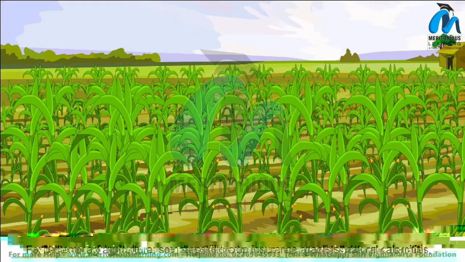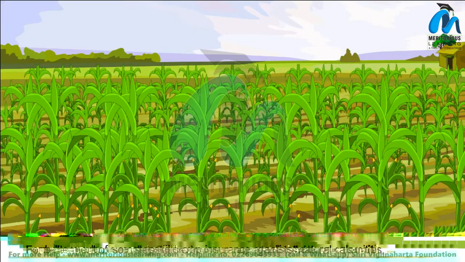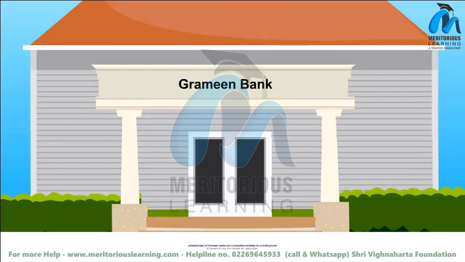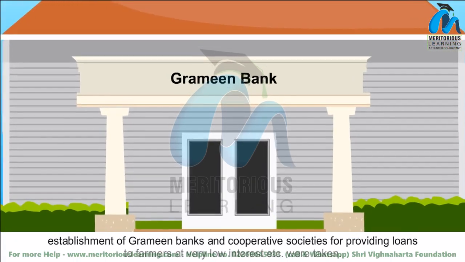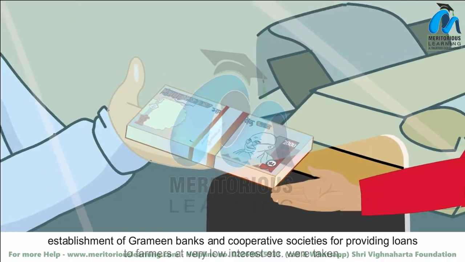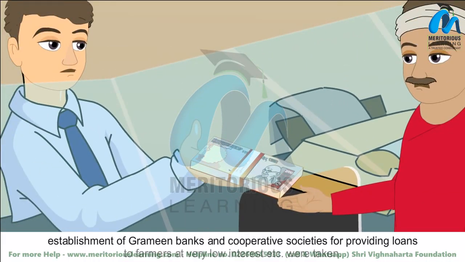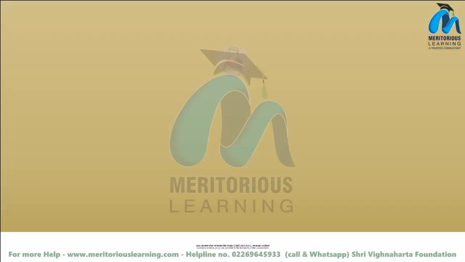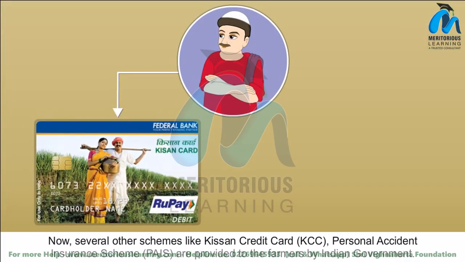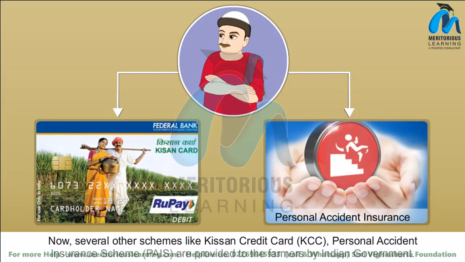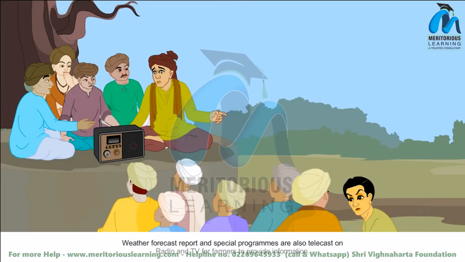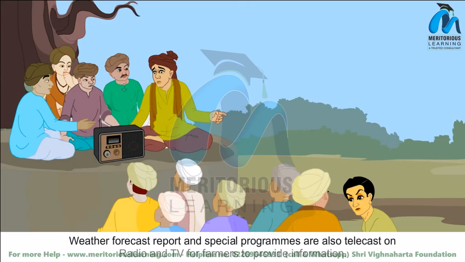For betterment of agriculture, some steps like crop insurance against natural calamities, establishment of Grameen banks and cooperative societies for providing loans to farmers at very low interest, etc. were taken. Now several other schemes like Kisan Credit Card or KCC, Personal Accident Insurance Scheme or PAIS are provided to the farmers by Indian government. Weather forecast report and special programs are also telecast on radio and TV for farmers to provide information.